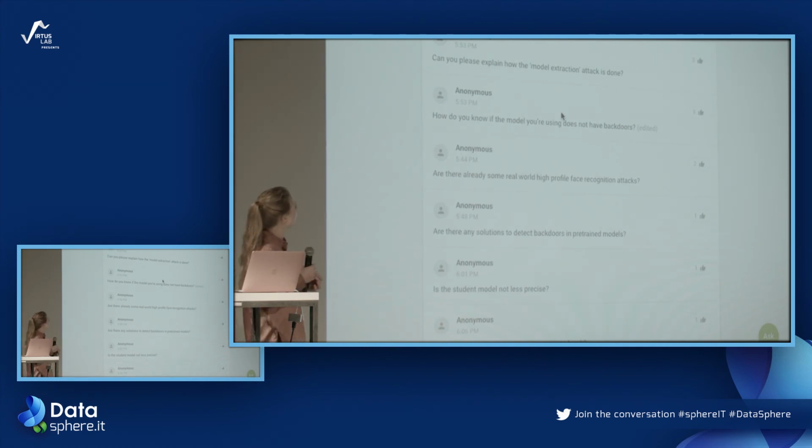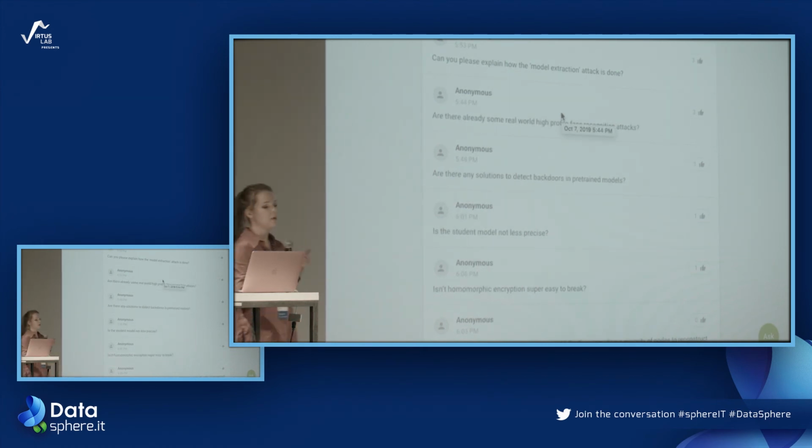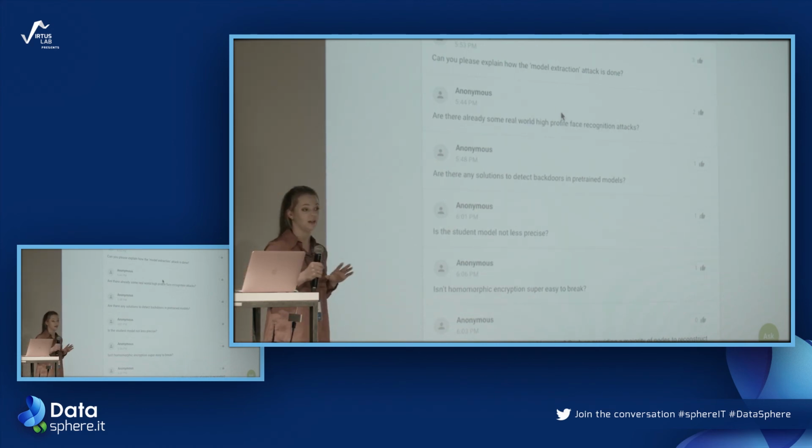Can you please explain how model extraction attacks are done? Model extraction, okay, you mean membership inference. So this is the first type, membership inference. How is it done? In the research that I saw, it was done with a black box approach, and what the researchers did is really fabulous, because they designed two other neural networks, one to shadow the original neural network, a network that was trained to perform a similar task.